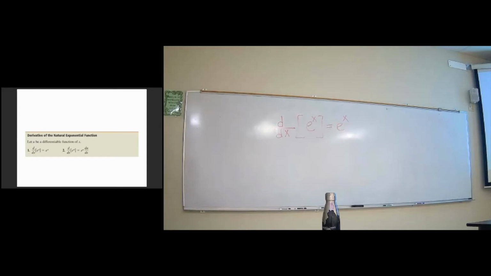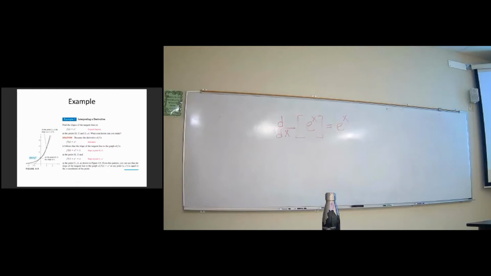Excuse me. Of course, we need to require that u is a differentiable function. Now, what this means is that every tangent line of our function has a slope equal to the value of your function at that point. Which is kind of cool, actually.